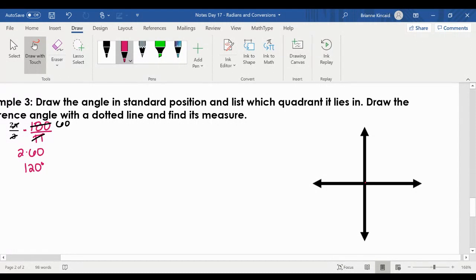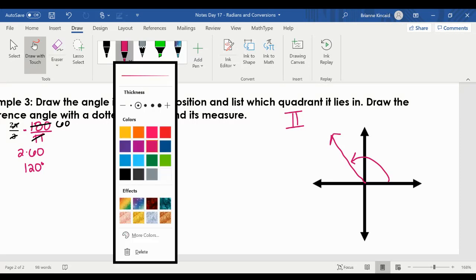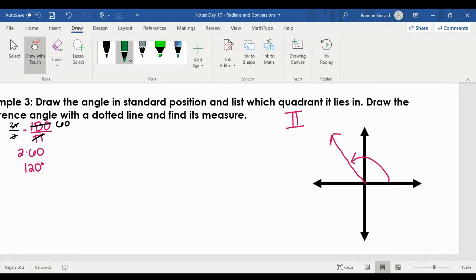So we draw a 120 degree angle. 120 is going to be 30 degrees past 90. My angle lies in quadrant 2. Now, my reference angle, remember, gets drawn to the nearest x-axis. That would be this one here on the left. 120 is 60 degrees away from 180, so we have a 60 degree reference angle.